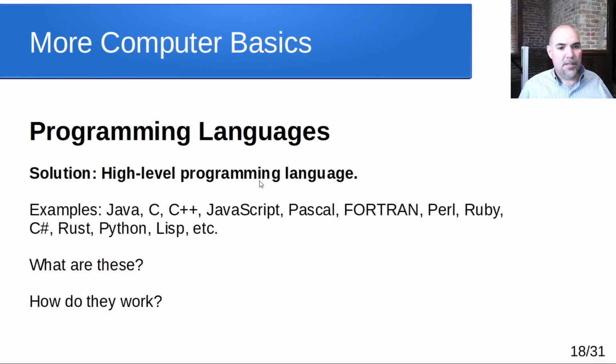So examples would be Java, C and C++, JavaScript, Pascal, Fortran, Perl, Ruby, C#, Rust, Python, Lisp, Visual Basic. I could sit here all day listing different languages: Prolog, Go, Nim. There are just tons and tons of programming languages. So what are they and how do they work?